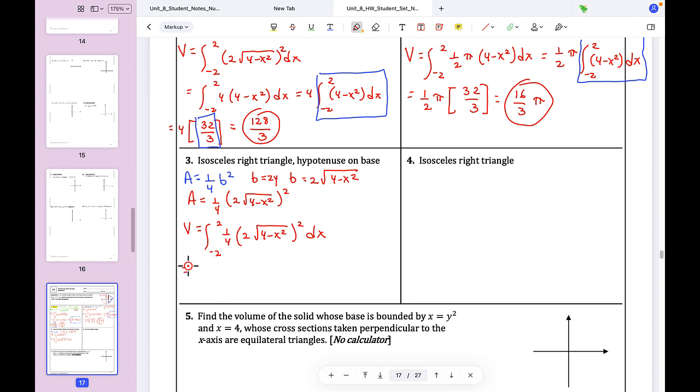Okay, and that comes out to be the integral from negative 2 to 2 of 1/4 times 4 times 4 minus x squared dx. Well, the 1/4 and the 4 will cancel. So we're going from negative 2 to 2 of 4 minus x squared dx, which we've done a couple times now, right? So that equals 32 over 3.